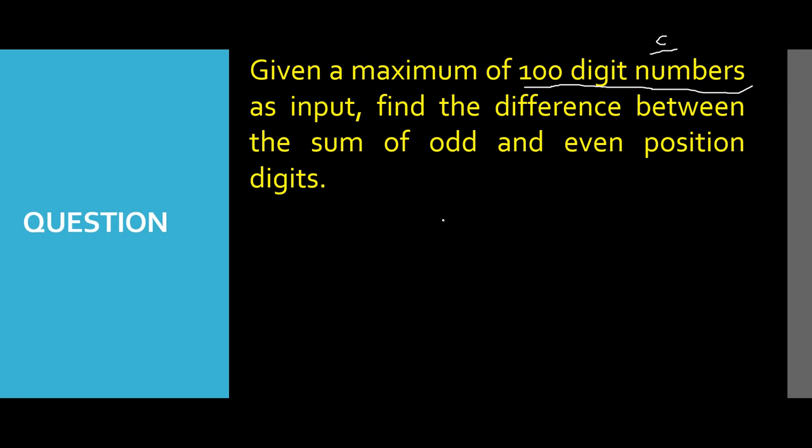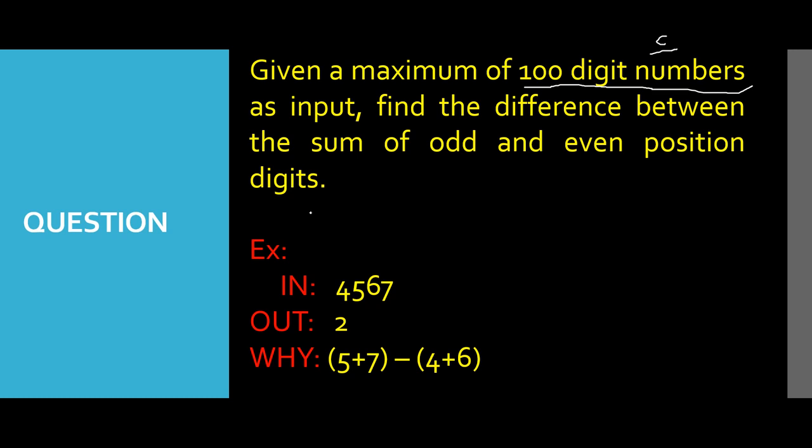Okay, so we have a maximum of 100 digit number, so we have a number that is of 100 digits and it is given as input. Find the difference between the sum of odd and even position digits. So the question basically says, let us see the example and then understand. In this example, this is a number that is 4, 5, 6 and 7, and this will be given as the input, and what you have to do is output 2.